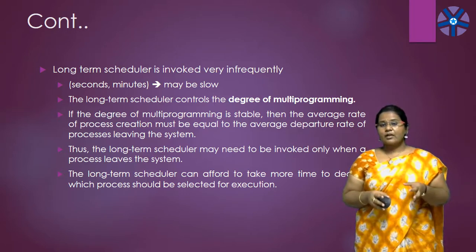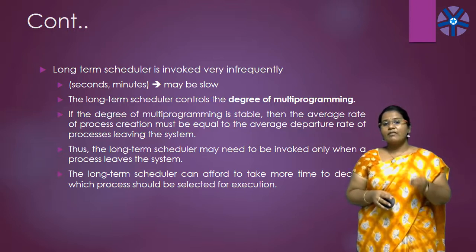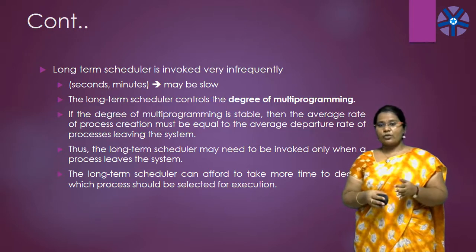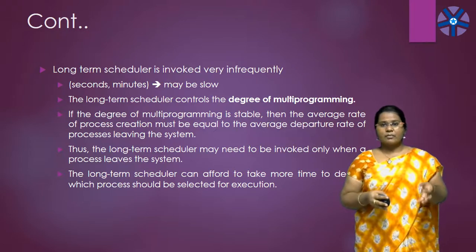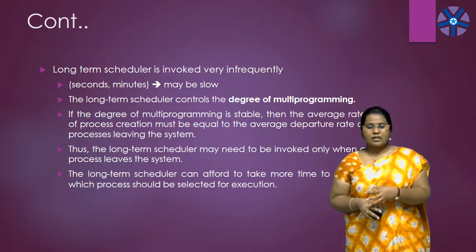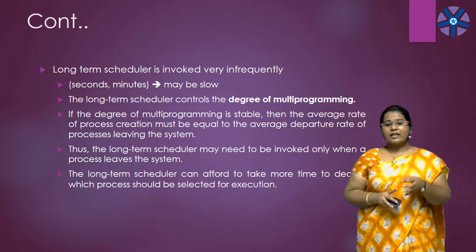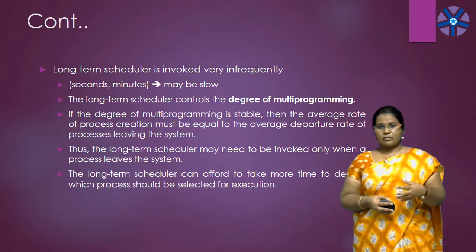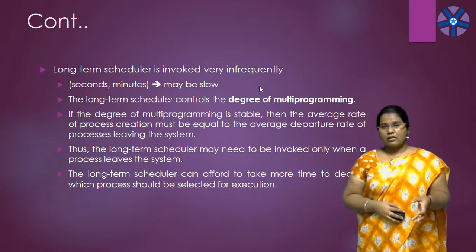If the multiprogramming degree is stable, then the long-term scheduler needs to be invoked only when a process is terminated. Whenever a process is leaving the system, the long-term scheduler will be invoked, and then it will select the next process for execution in the CPU. So the long-term scheduler can afford to take more time when compared to the short-term scheduler in order to decide what process has to be allocated to the CPU.